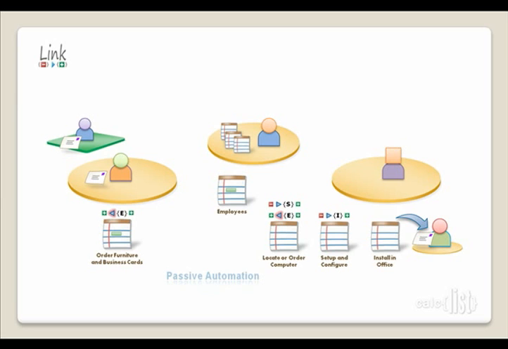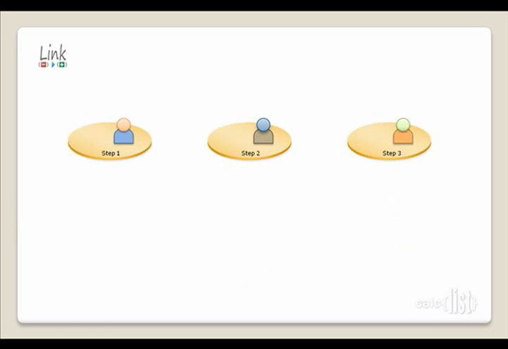Are you starting to see how individual list automations are passively combined into company-wide automations? That's passive automation. Let's take a look at one last example of calc link and passive automation.